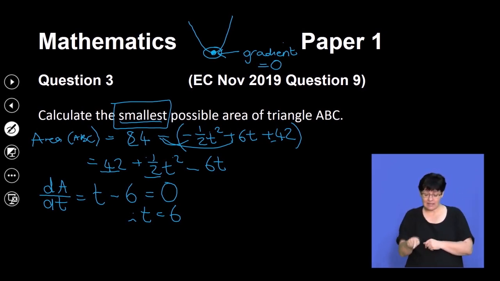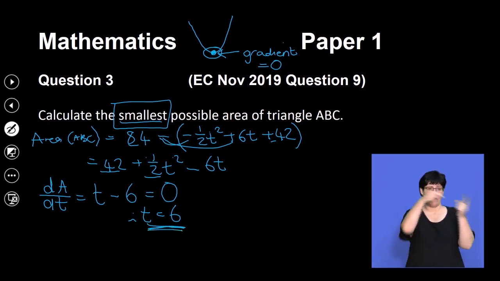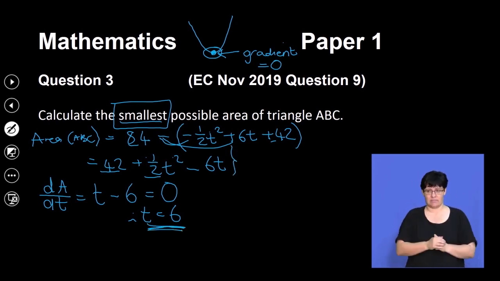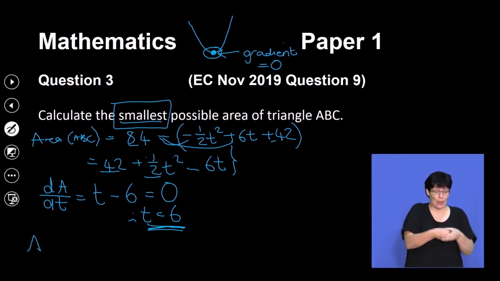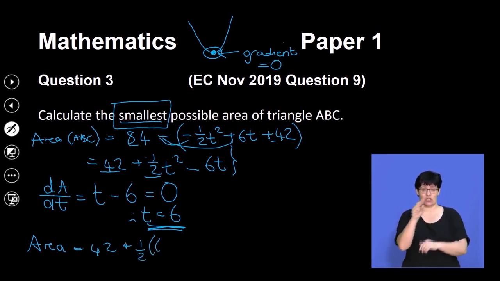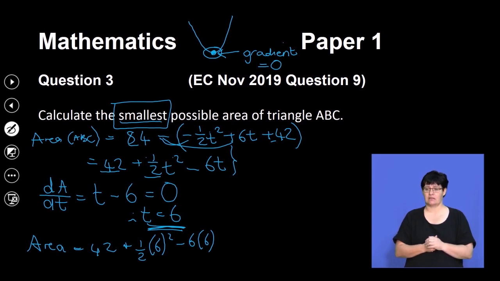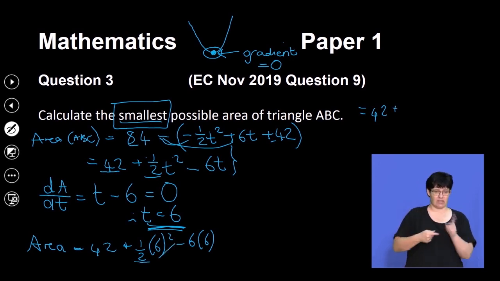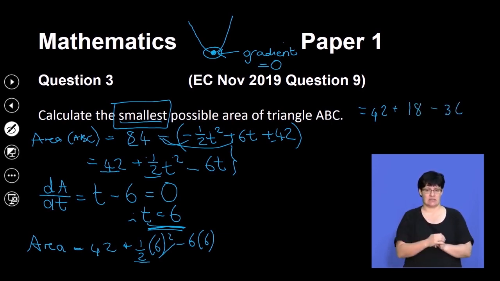And all that involves is substituting that value of t into the formula for my area, which is that. So the smallest area is therefore going to be 42 plus a half times 6 squared minus 6 times 6. Okay, let's come over here. So that is equal to 42 plus, all right, my 6 squared gives me 36, and a half of that is 18, and I've got minus 36.